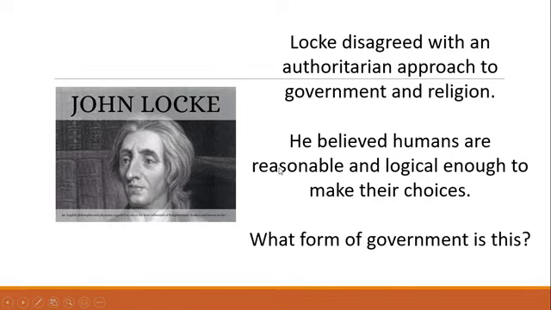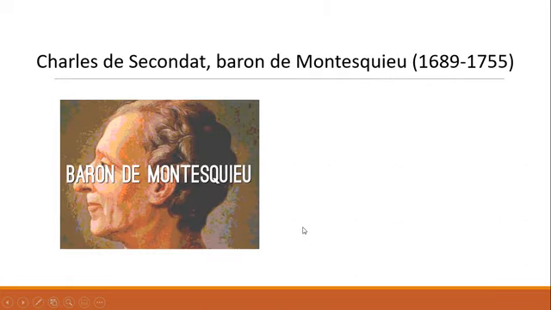So Locke disagreed with an authoritarian approach to government and religion. He believed humans are reasonable and logical enough to make their own choices. What kind of government do you think he was in favor of? A very different type of government than what they had at the time. He was advocating for democracy, where the people get to choose their government. Very radical stuff. You can see why he was the father of this new ideology called liberalism.